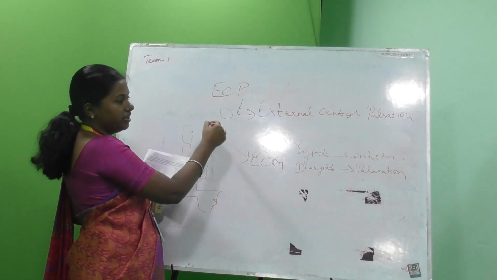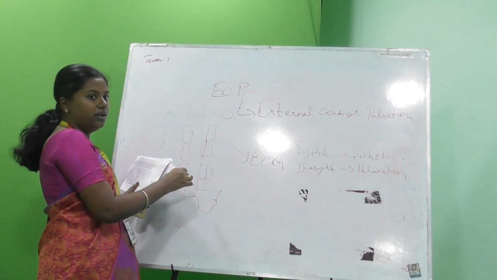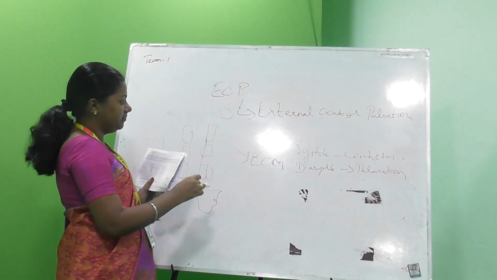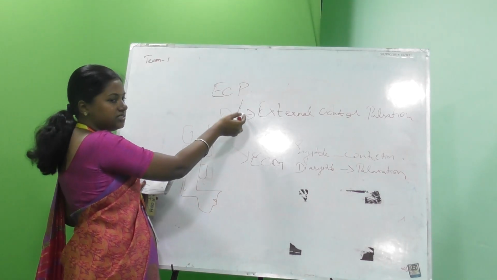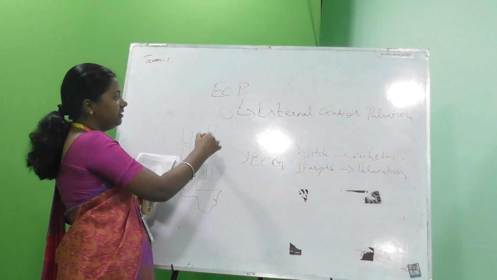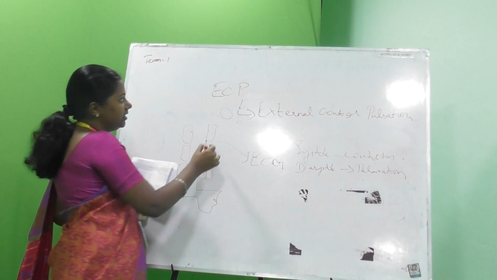We should not give a heavy load to the heart. That's why we are using this external technique, which makes the heart work easily. So contraction happens here, relaxation happens there. When there is a contraction here, relaxation happens there. In that way, the blood flow movements take place. This is the technique for ECP.